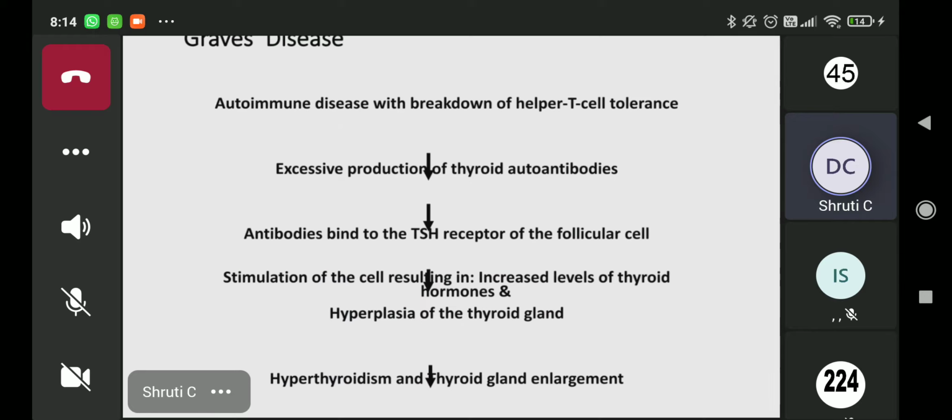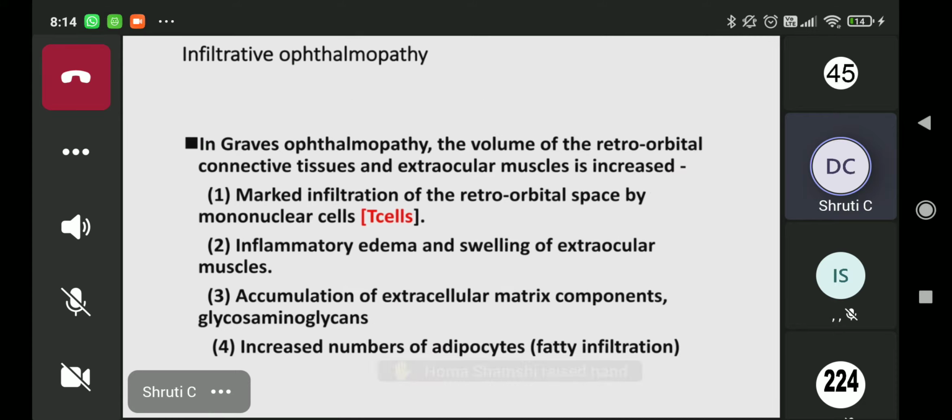Okay, let's summarize it again. Autoimmune disease with the breakdown of self helper T cell tolerance, therefore leading to excessive production of autoantibodies. These antibodies will bind to the TSH receptor. This will result in increased levels of thyroid hormones, hyperplasia of the thyroid gland, and thus hyperthyroidism and thyroid gland enlargement. And others, second in the triad of Graves' disease is infiltrative ophthalmopathy.